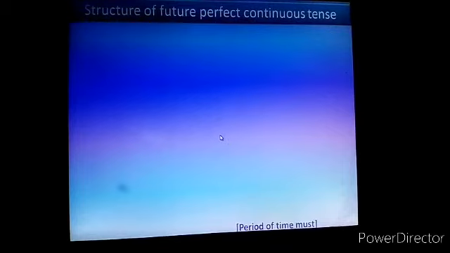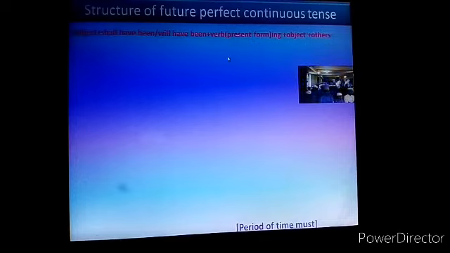A structure of future perfect continuous tense. Subject plus shall have been or will have been plus verb present form with ing plus object plus others. Look at the picture and make sentences. The students will have been waiting for prizes for 2 hours. Here the students is the subject, will have been waiting is the verb plus ing, prizes is the object, for 2 hours is the other part of the sentence.